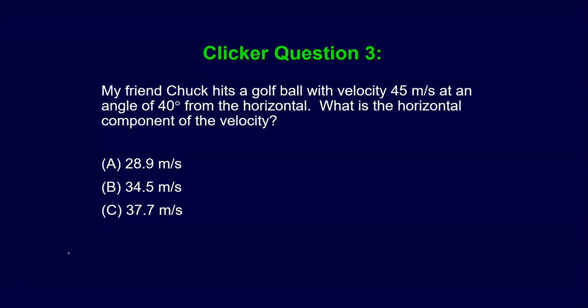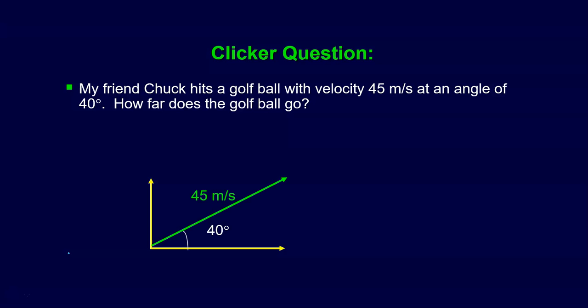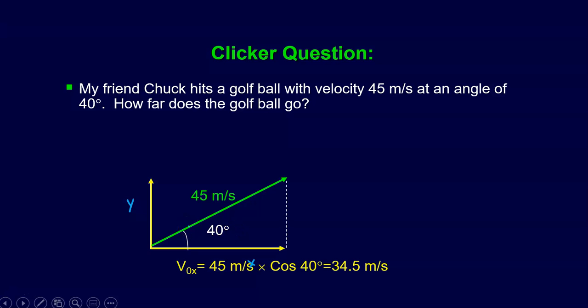Okay, hopefully you got 34.5 for this one. So how does this work? Well, here's how I would do it. I would make my x and y axis the way I typically do, so y here and x here. And so the golf ball leaves with initial velocity 45 meters per second at an angle of 40. So here, one of the tricky parts is that you're going to have initial velocity in both x and y. And so for the x direction, it's 45, an angle of 40.